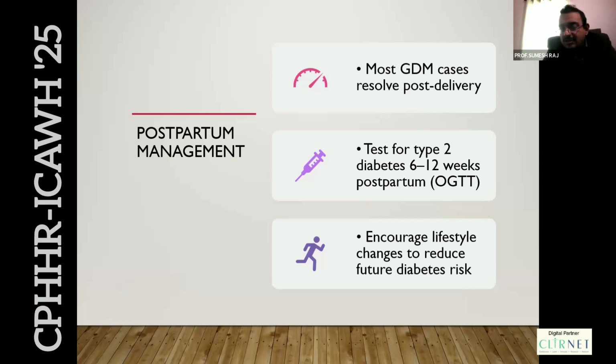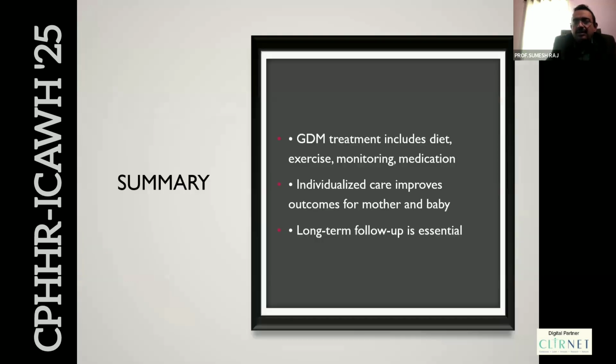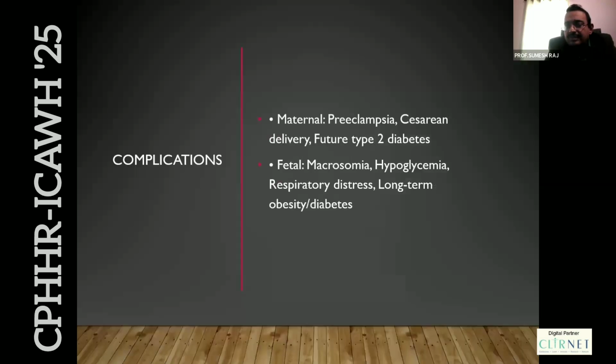You can encourage lifestyle modifications to reduce the future risk of diabetes, because most of the gestational diabetes patients develop diabetes later on, at an earlier age than in the general population. The treatment summary of GDM includes diet, exercise, and more frequent monitoring plus medication, and individualized care, like what ADA has said in 2024-2025, individualized care for diabetes. It improves the outcome for both the mother and baby, and long-term follow-up is also essential.